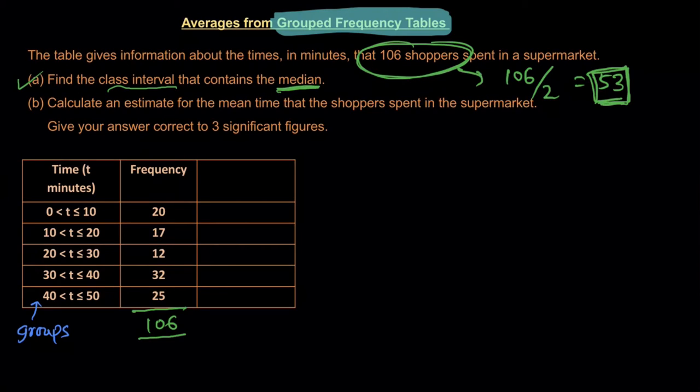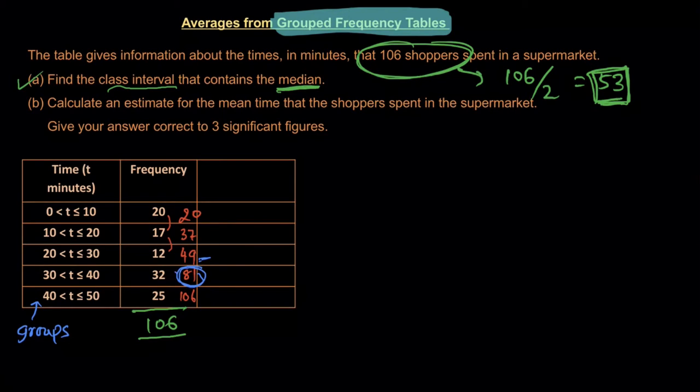To do that, I need to do a running total. You can write it wherever you like, but I like to write next to it. 20. We add these two now, 37. Add the next one on, 49, 81, and 106. So once you've done the running total, now you can see the 53rd. Up to this point here, we have a total of 49, but I'm looking for 53, so that 53 must be in this one.